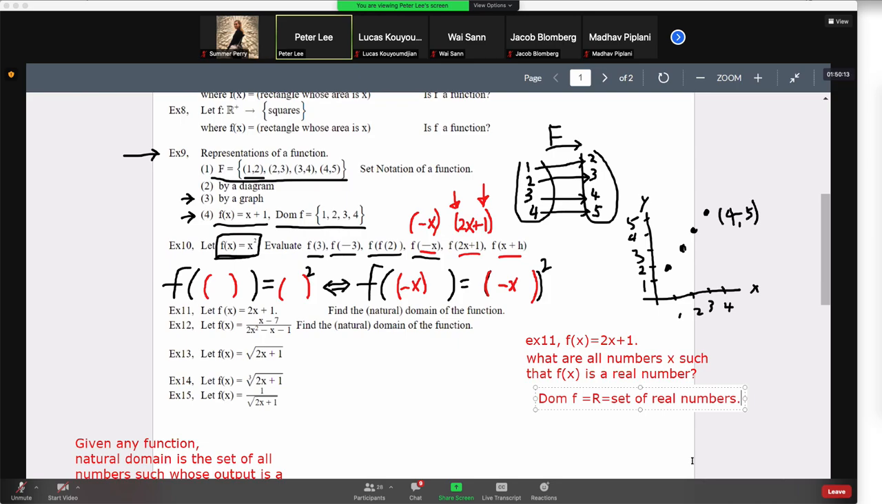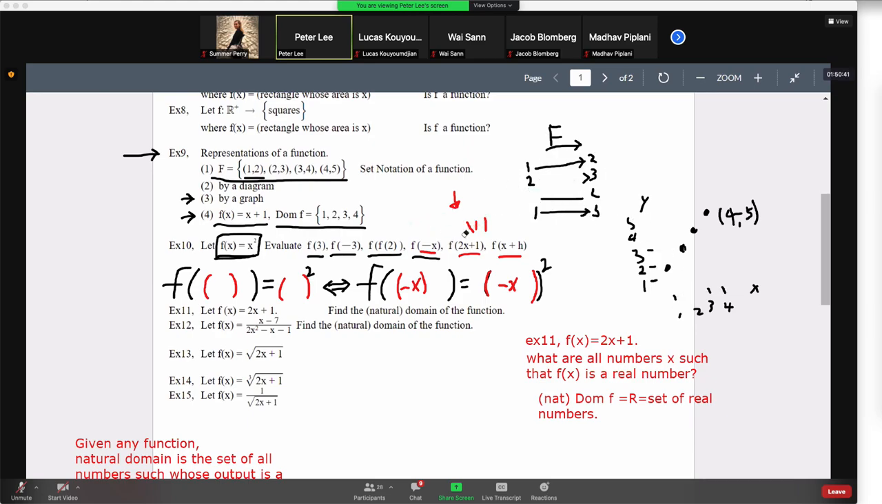This is what we call the natural domain. So to clarify this, let me save this here and erase it. Let me give you one more example, because I think maybe the meaning is not clear. I already took a screenshot.